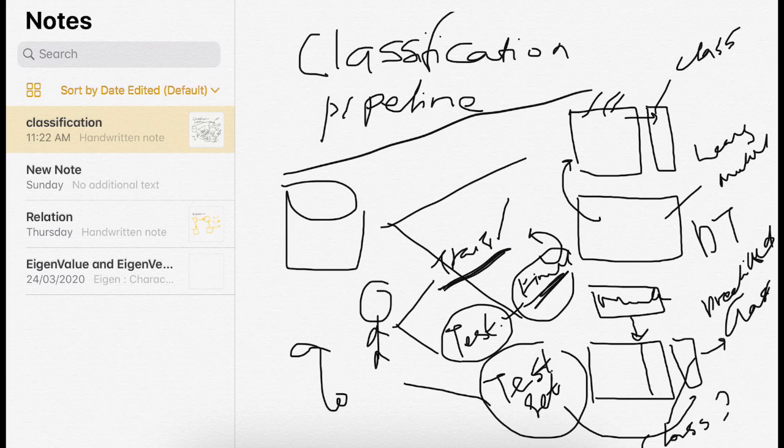I hope you understand what classification and classification methods are.